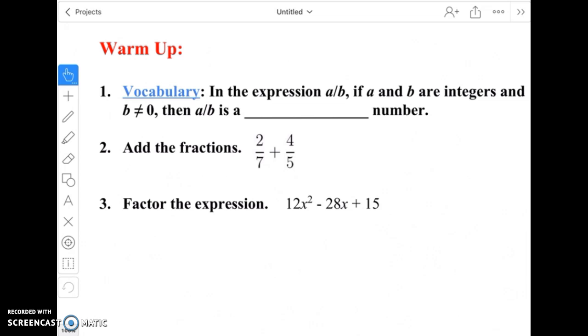So starting off in our vocab, in the expression a over b, if a and b are integers and b cannot be equal to 0, then a over b is a rational number.